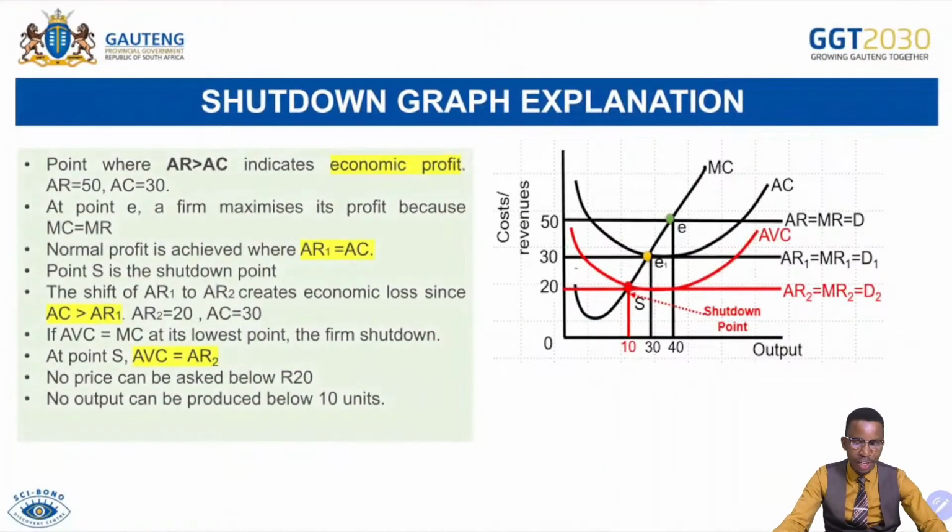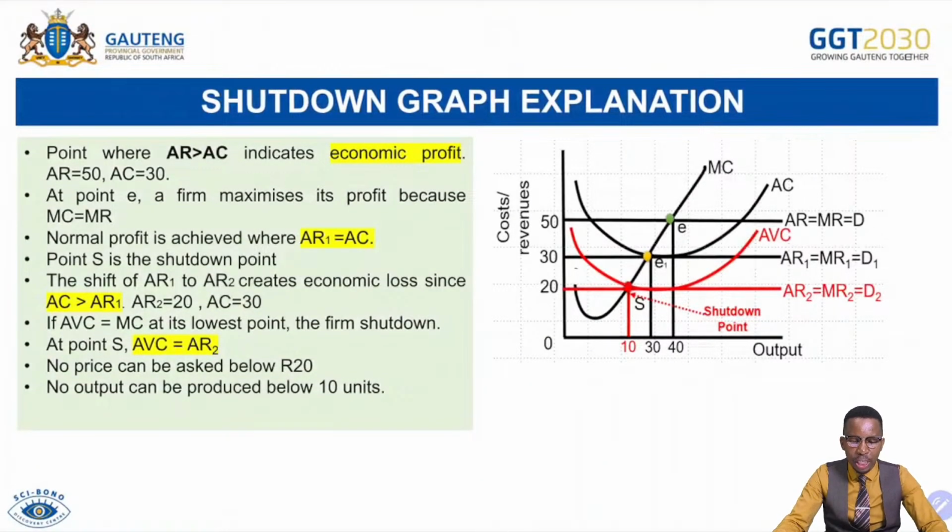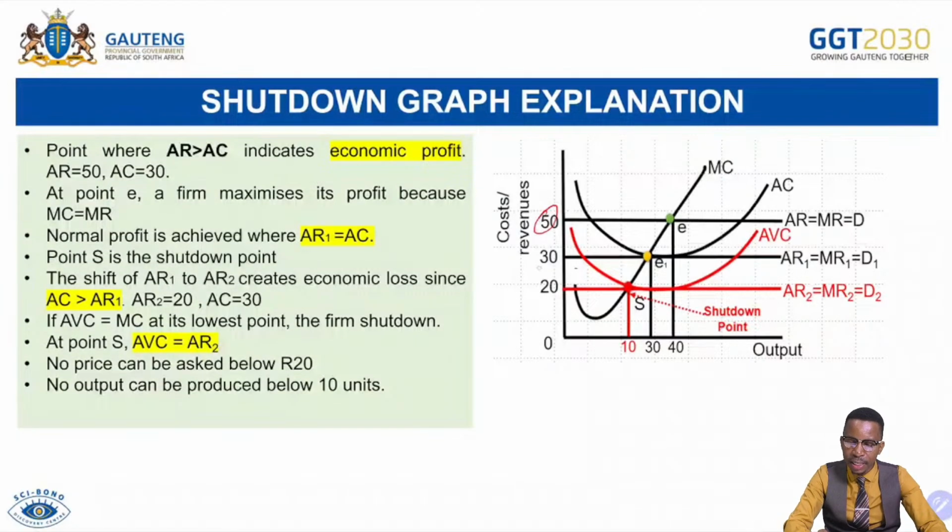This is the graph explanation. The point where AR is more than AC indicates economic profit. That's when we see AR is 50, AC is 30. The firm is making economic profit in there because AC is below AR. And then at the point E, a firm maximizes its profit because MR equals MC. Normal profit is achieved where AR1 equals AC. You can see now here, AR1 is equal to our AC. They are equal. Then the firm enjoys normal profit.